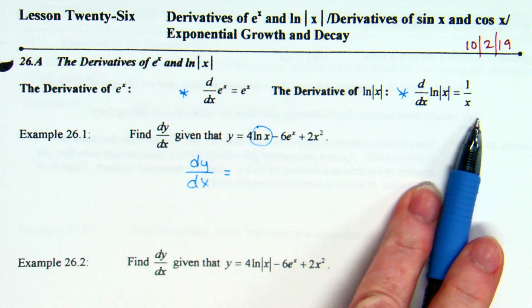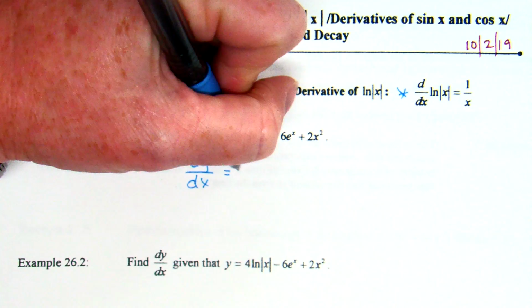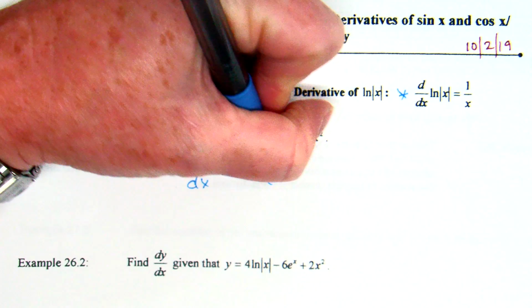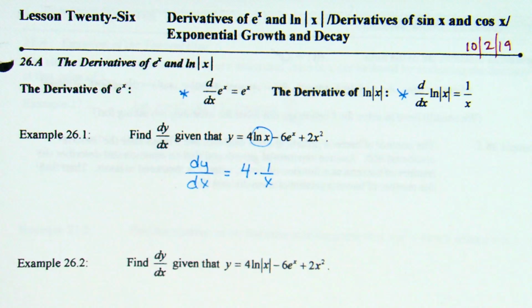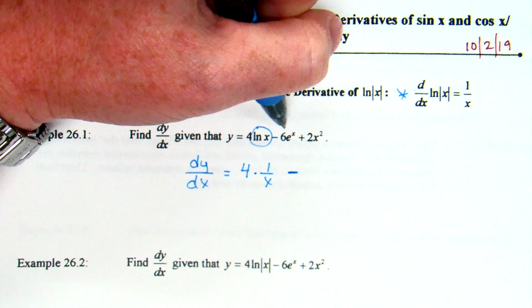What about this 4 in front? It just times by it. So for this first step through, I'm going to write it as 4 times 1 over x because it's a constant 4. It's still there. The derivative of the natural log of x is 1 over x. We'll clean that up in a moment. Derivative of minus 6 e to the x.